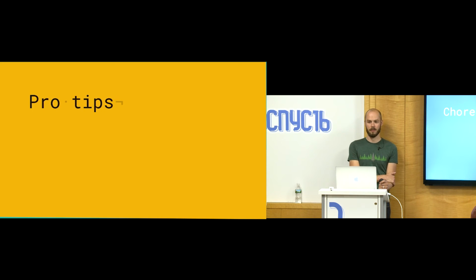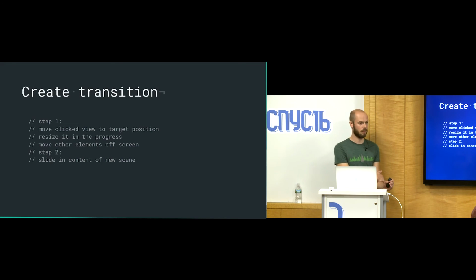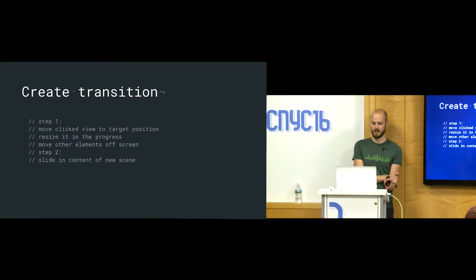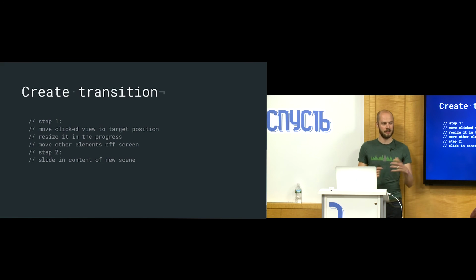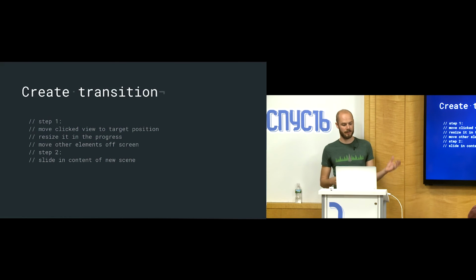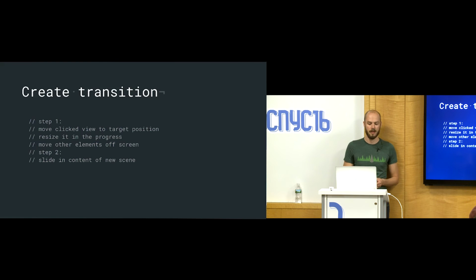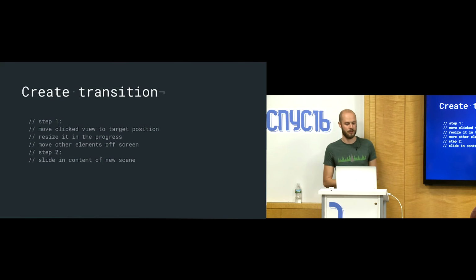So what I usually do is I write down what I want to do. I've got a couple of steps in here. Just say, the first step is I want to move the clicked view to a target position, and then I want to resize it while this happens. Then I want to remove all the other elements of the screen, but this should be simultaneous. So this is the first step of this transition. And on the second step, the new content will be slid into the new scene. So two distinct steps. What do we have to do?